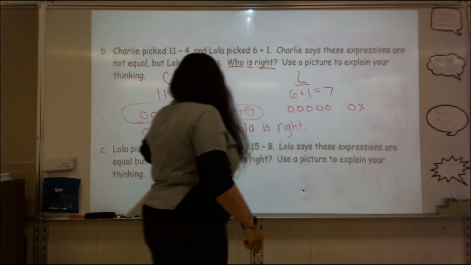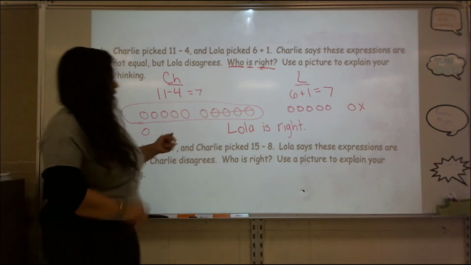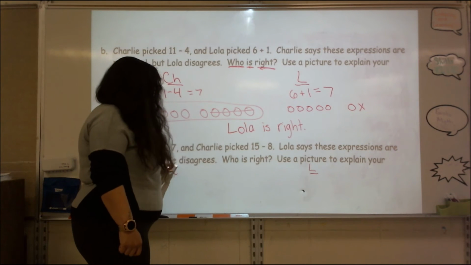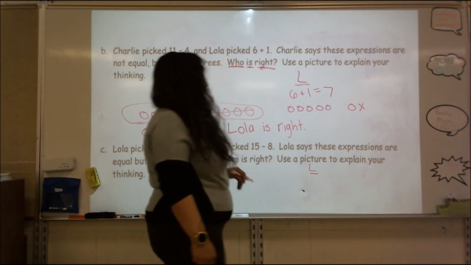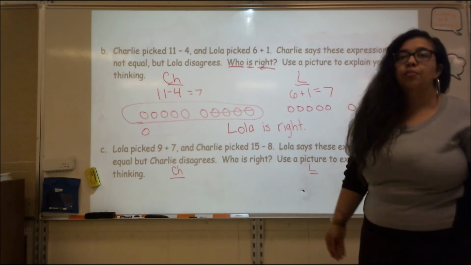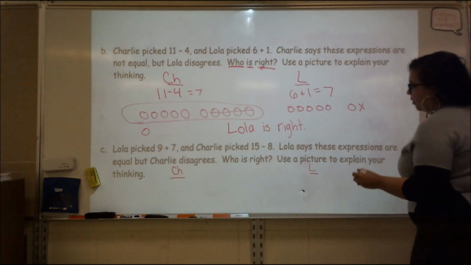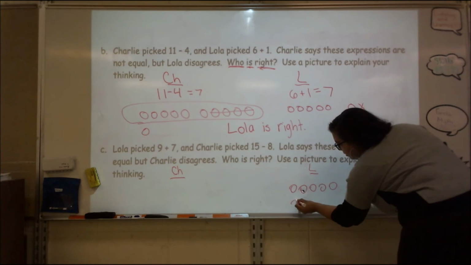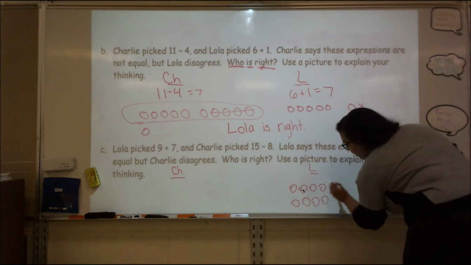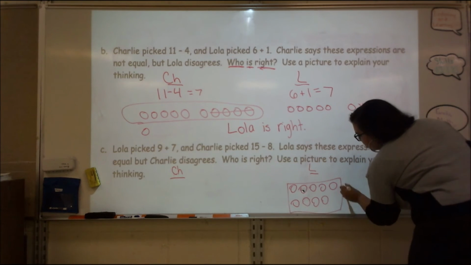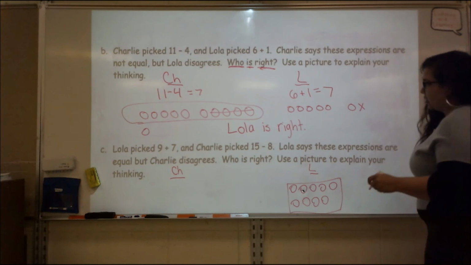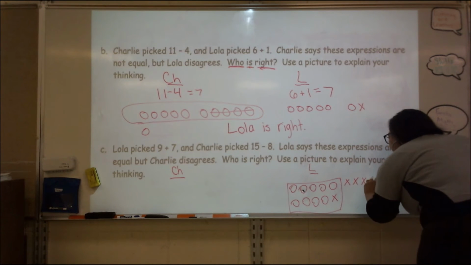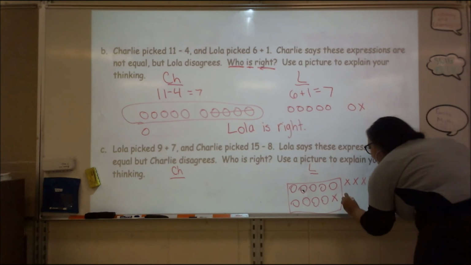We're going to keep Charlie and Lola on the same side, even though they gave us Lola's information first. I just want to keep it lined up. So Lola and Charlie. Lola picked 9 plus 7. So we're putting pieces together. Let's draw for Lola. 2, 3, 4, 5, 6, 7, 8, 9. We're making the goal of a 10 frame because we're adding. We're going to make 10. So plus 7. 1, 2, 3, 4, 5, 6, 7.